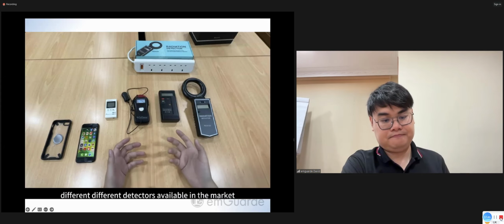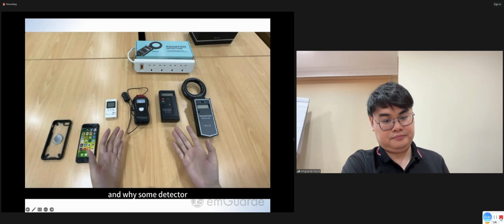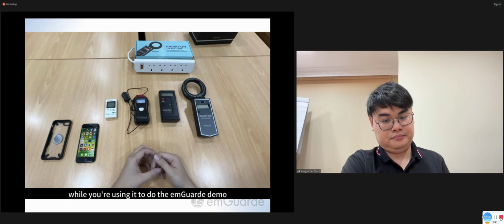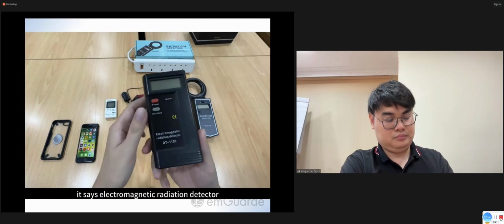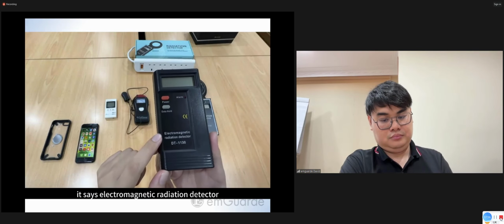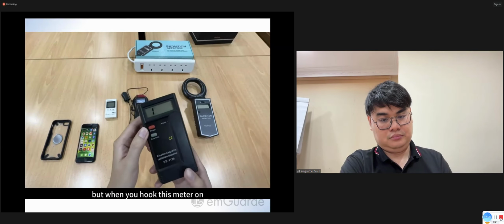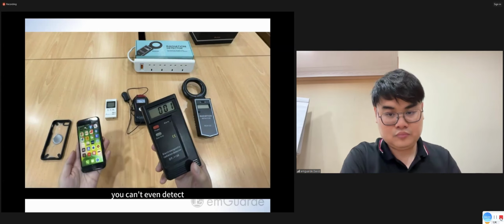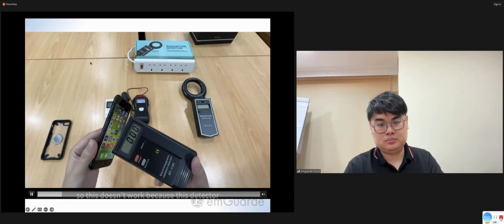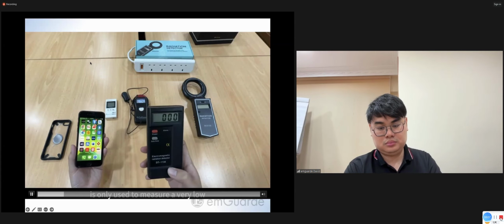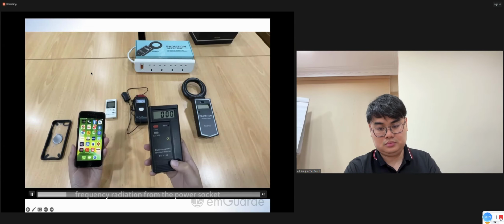Different detectors available in the market, and why some of these detectors you should avoid when you're using them to do the emGuarde demo. Now, cheaper detectors like this, it says electromagnetic radiation detector, but when you hook this emitter on, you can't even detect the radiation from a phone screen. So this doesn't work because this detector is only used to measure very low frequency radiation from the power socket.